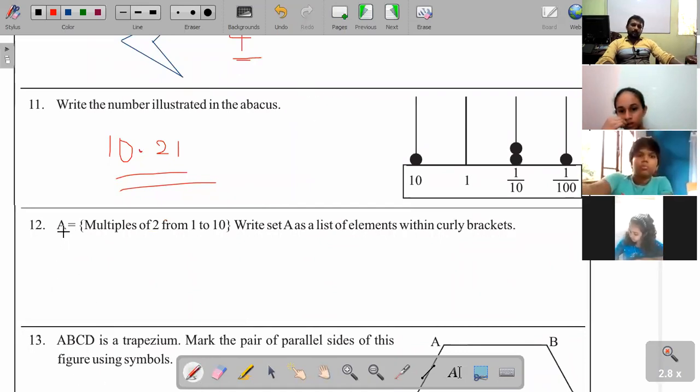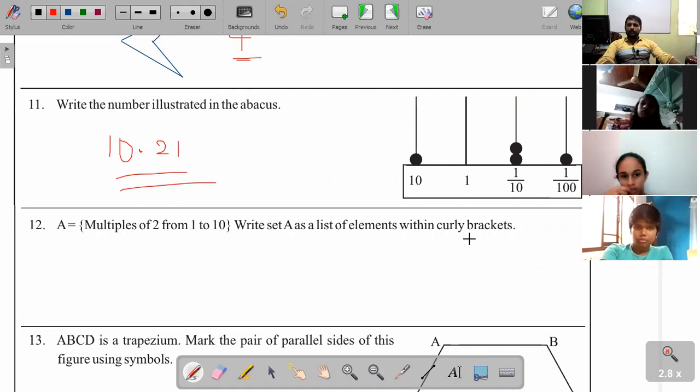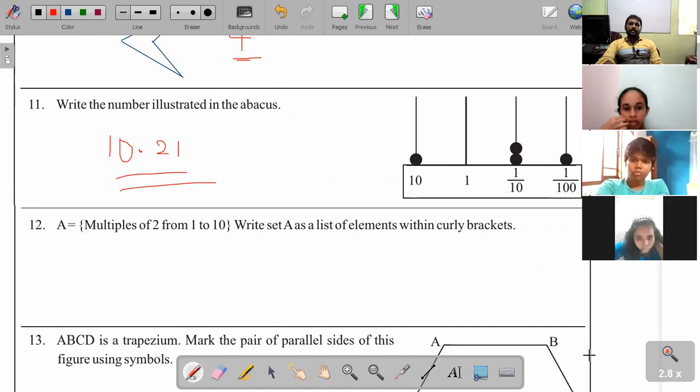Next one, the lesson is set. Capital A: multiples of 2 from 1 to 10. Write set A as the list of elements within curly brackets. There are 3 methods we studied to represent a set. What are the three methods? Descriptive method, as a list of elements, and Venn diagram. Right? Descriptive method means what? That's the descriptive method, no? As a description, you have to write the set.